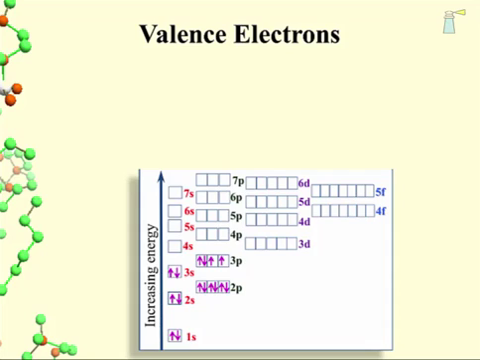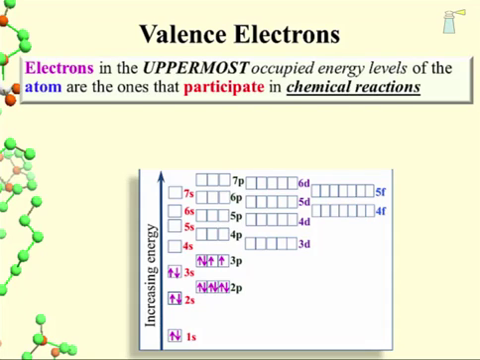We start by revisiting the stratified energy level diagram to state that electrons in the uppermost occupied energy levels of the atom are the ones that participate in chemical reactions. In this lecture, we are taking the lessons we learned in determining electronic configurations to prepare ourselves to transition from discussing the atom to considering how atoms form compounds and molecules, real chemistry.